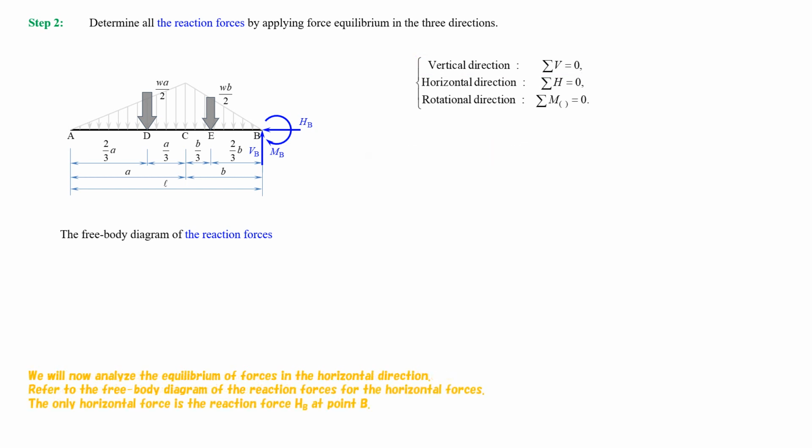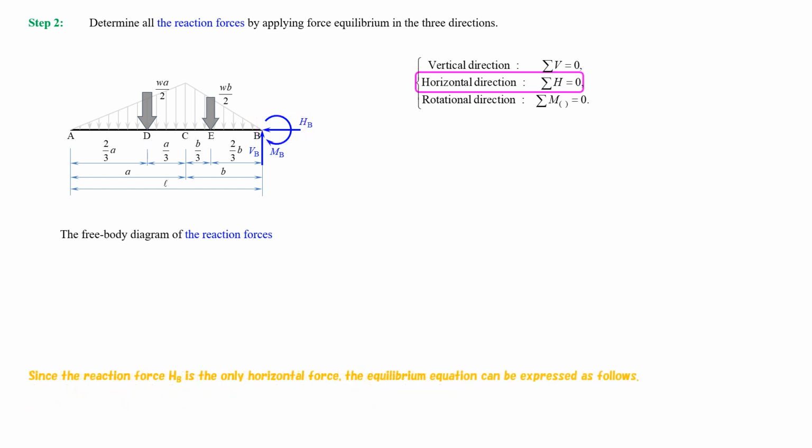We will now analyze the equilibrium of forces in the horizontal direction. Refer to the free body diagram of the reaction forces, for the horizontal forces. The only horizontal force is the reaction force, HB, at point B. Since the reaction force, HB, is the only horizontal force, the equilibrium equation can be expressed as follows.